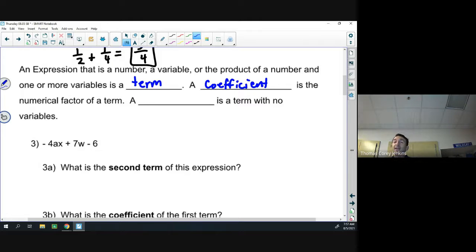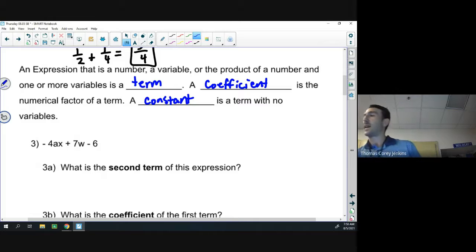And then a blank is a term with no variables. Anybody remember what that's called? So like 4 is called a what? Another C word. If there's no variable, anybody remember? Constant. That's what I was looking for. Very good. Thank you for whoever said that. All right, so just some kind of vocabulary there.